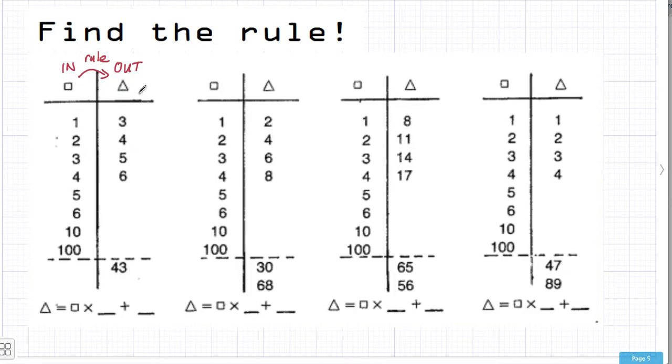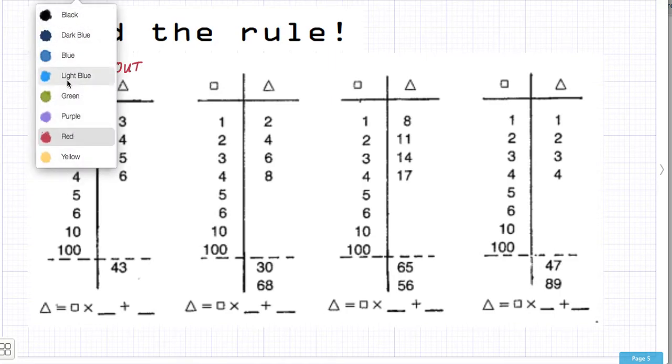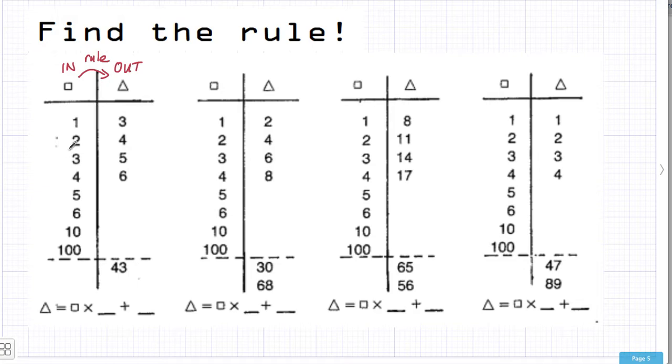Now today they're using squares and triangles. It totally works with things like x and y or a and b, but we're going to use squares and triangles today. So the best way of figuring out these rules is usually the relationship between these numbers: you're generally going to multiply by something and then add or subtract some number.